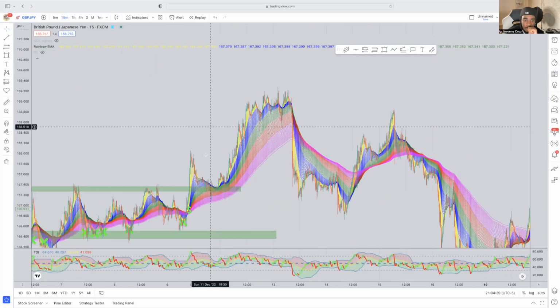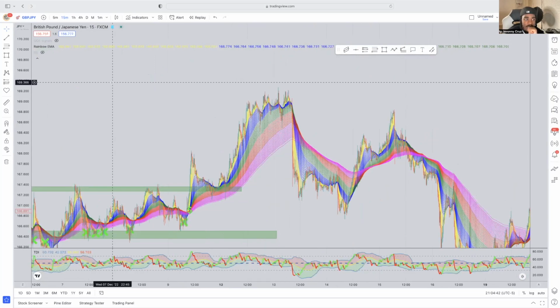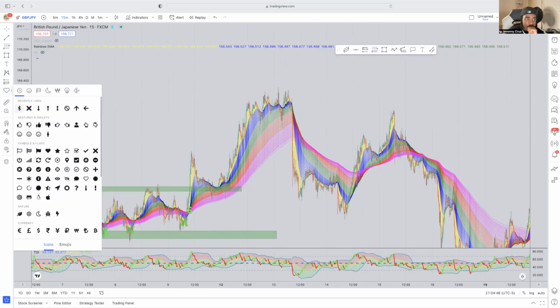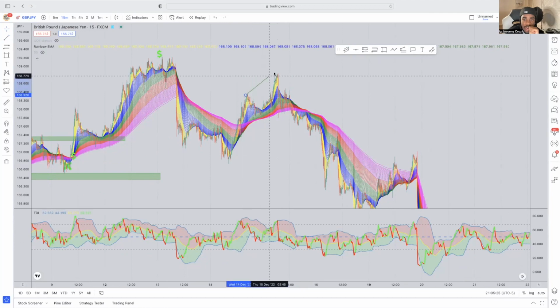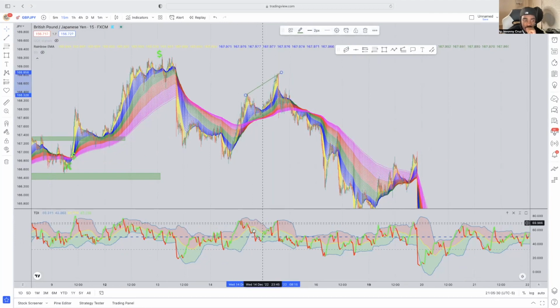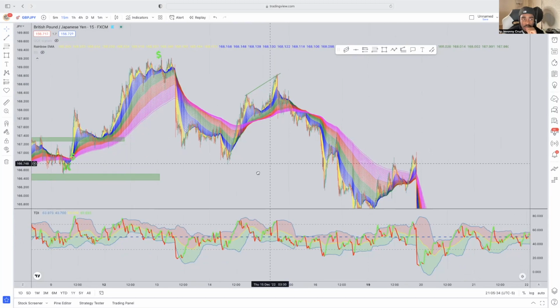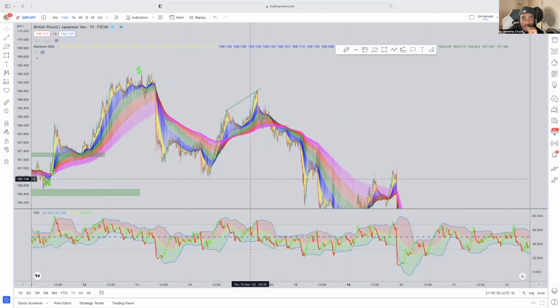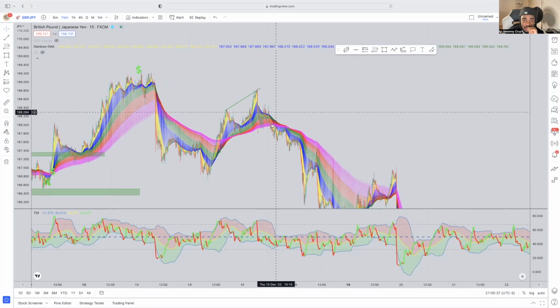Okay, so maybe after this move, I would have had the bot on. This would have been a good area to have the EA on over here. Right here, we have a higher high, but it's not really showing too much of that on the TDI. So you can expect that there's probably going to be a trend reversal soon, where I would have the bot on to catch this move.